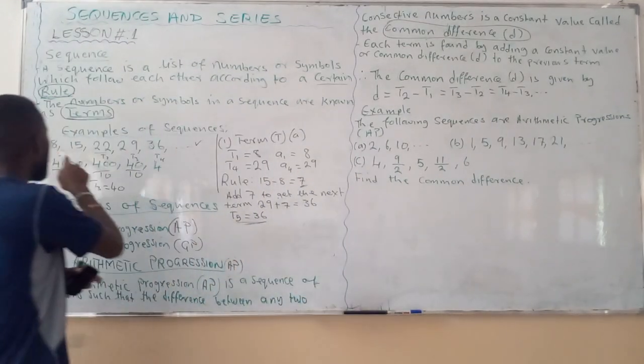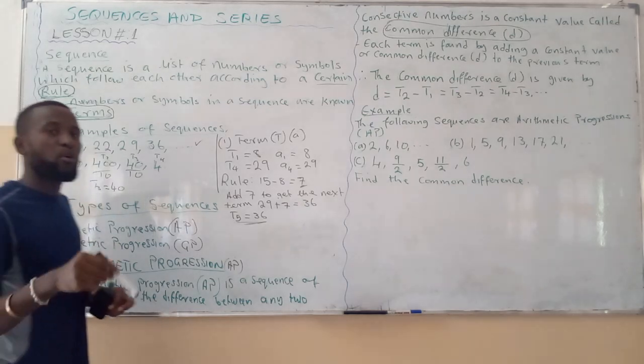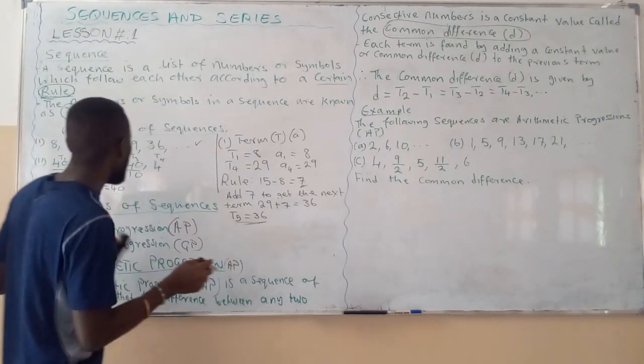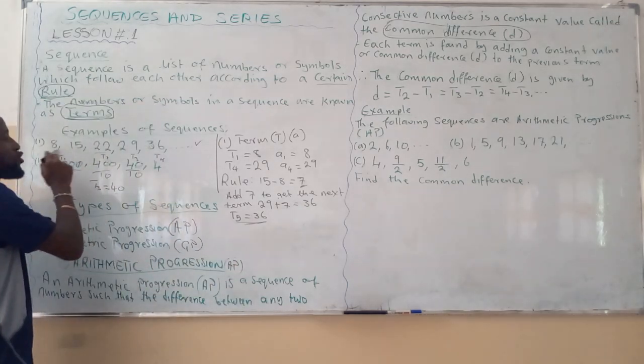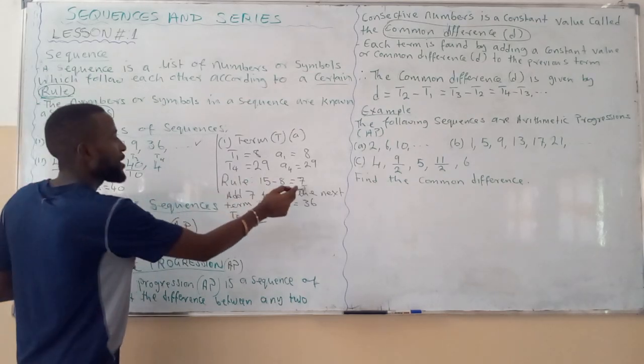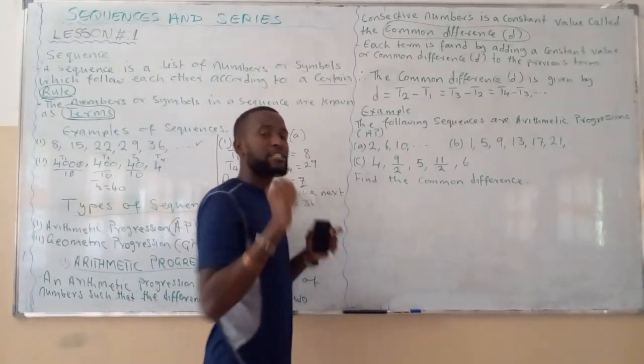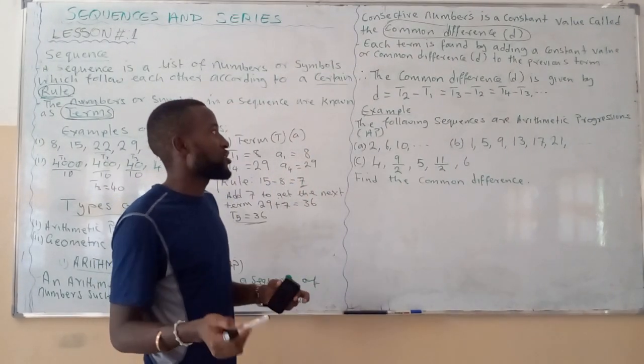So the number in between, that rule, is called the common difference. In other words, what was the rule between these two? The rule between these two is add 7. So 7, in other words, is what they call the common difference in an arithmetic progression.